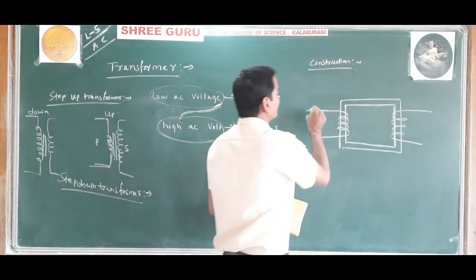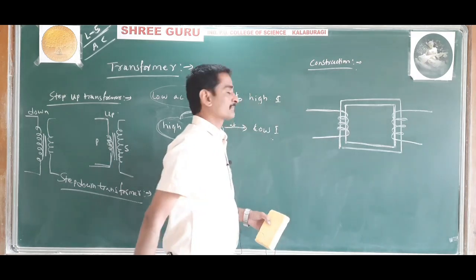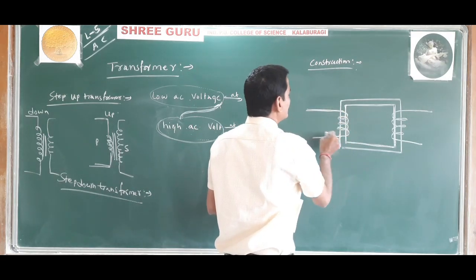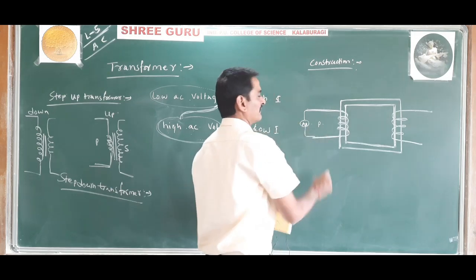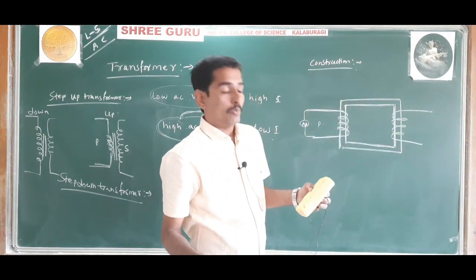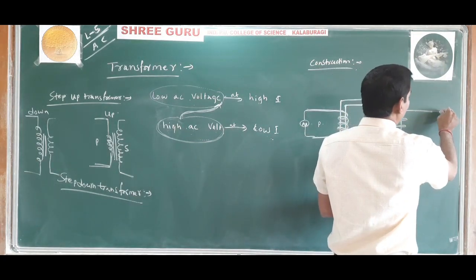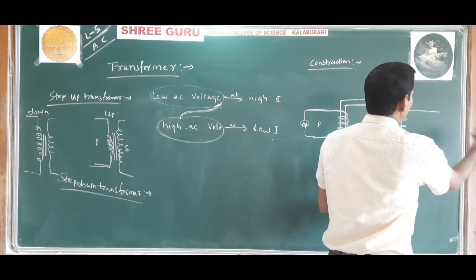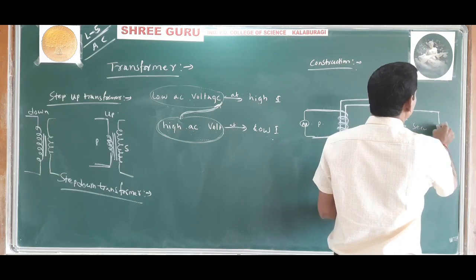Okay. So now, one of the insulated wires is connected to the AC source, and it is called the primary coil. And another insulated wire wound on the iron core is connected to the output, where the output is taken. That is called the secondary coil. It is connected to a load resistance.